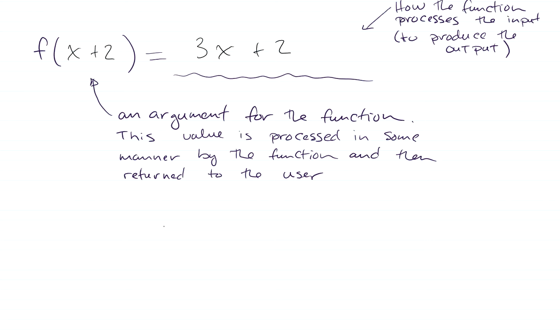So for example, if normally I was sending x equals 3 into that function, instead of putting 3 in, I'm going to put in 3 plus 2. I'm going to place 5 into the function. So I'm modifying what the input is in this case. And then 3 times that number 5 is 15, plus 2 is 17. So then it kicks out a value of 17.